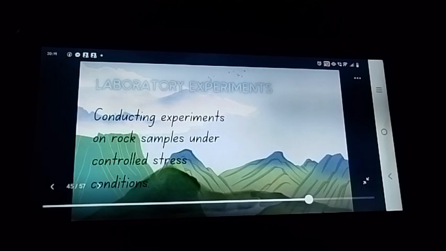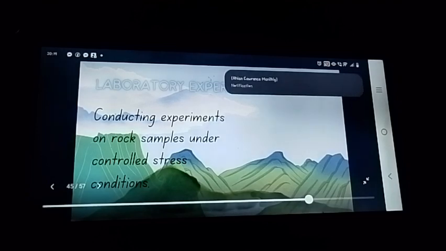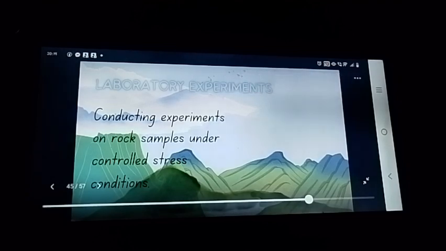Second, laboratory experiments. Conducting experiments on rock samples under controlled stress conditions. Imagine you're a scientist in a lab, carefully squeezing a small rock sample in a machine to see how it reacts. That's a laboratory experiment. Laboratory experiments allow geologists to study rock deformation in a controlled environment. By subjecting rock samples to different types of stress like compression, tension, or shear, they can observe how the rocks behave and measure their response.